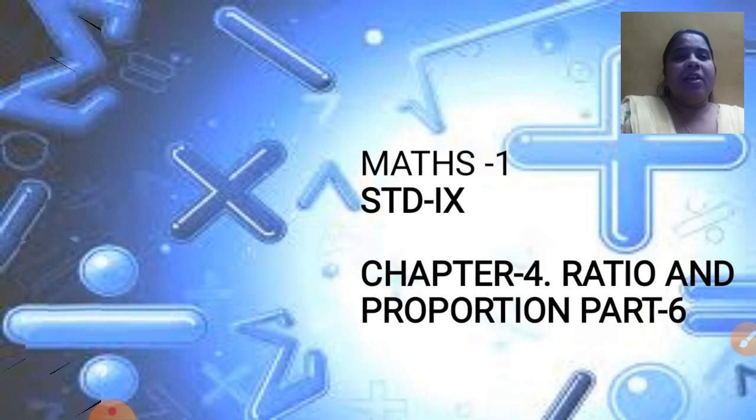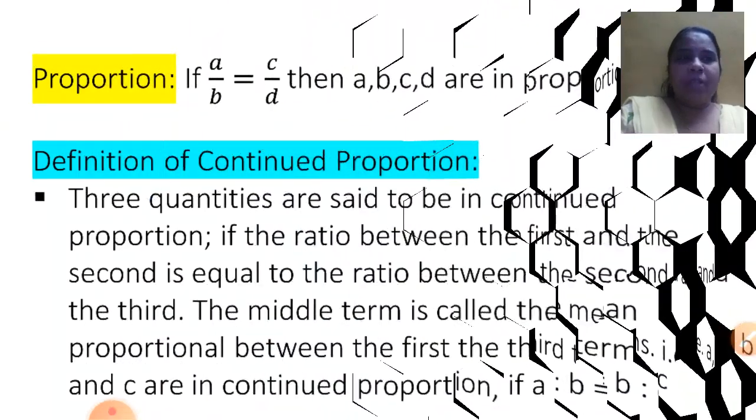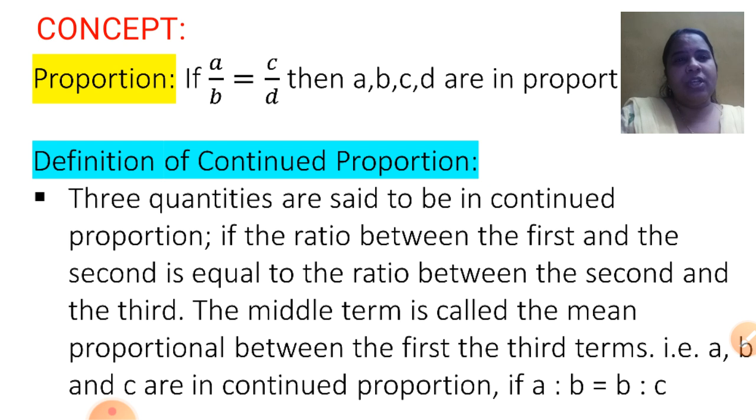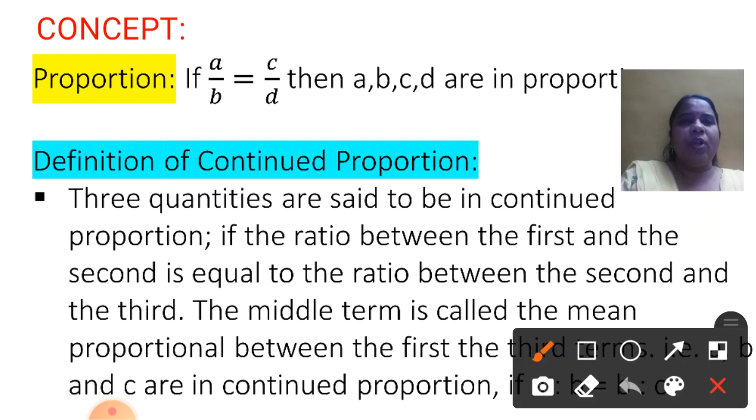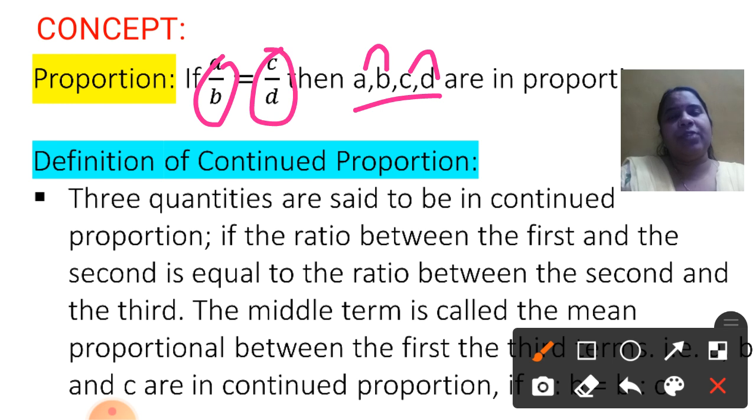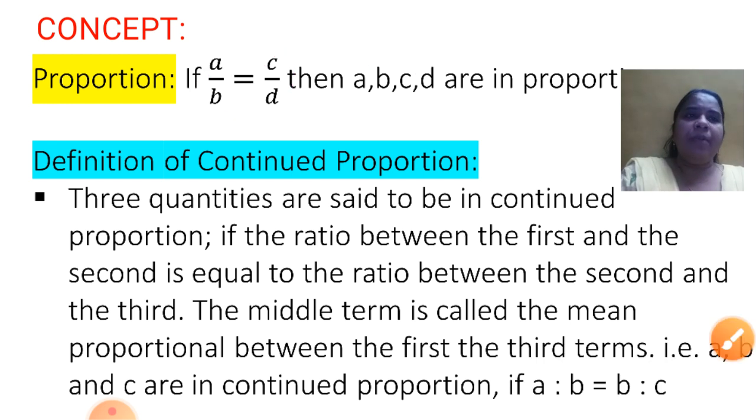The last part is based on a new concept, that is proportion and continued proportion. Let's see the definition now. If A upon B is equal to C upon D, then A, B, C and D are in proportion. It means that if there are four numbers and the ratio of the first and second is equal to the ratio of the third and fourth, then those numbers are said to be in proportion.